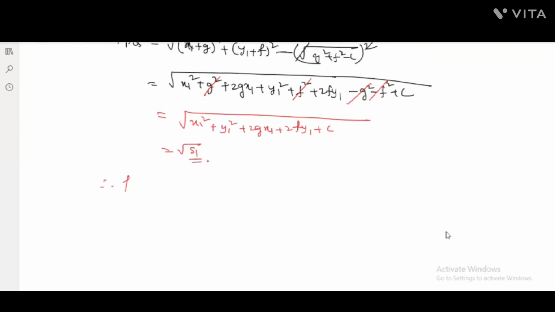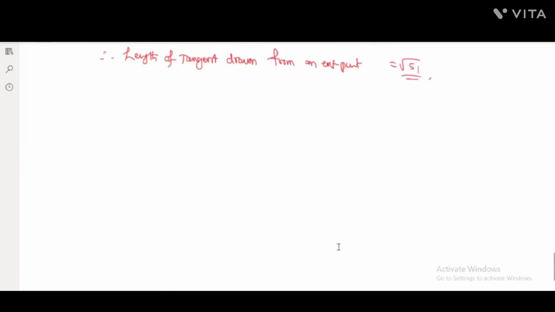So this is the length of the tangent drawn from an external point to the circle, which is root S1. So this is how we find the length of the tangent. So let's see the question based on this.